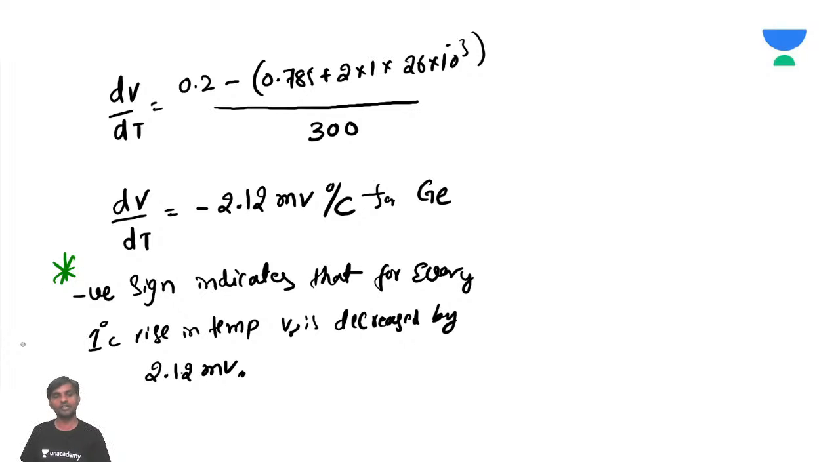The negative sign indicates that for every rise in temperature, the V cut-in voltage is decreased by 2.12 millivolts. It means what? Let's say now cut-in is happening. Can I write this as 10 to the power of minus 3, 0.212 volts? Let's say, I'll tell you an example.